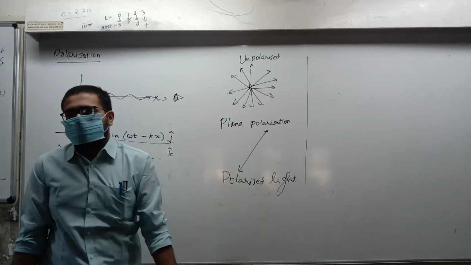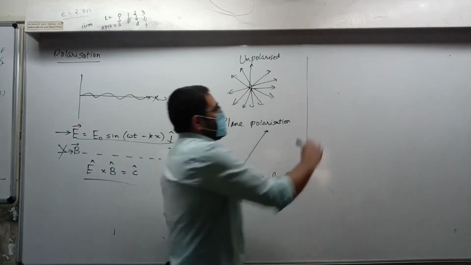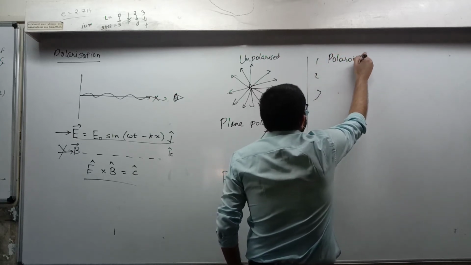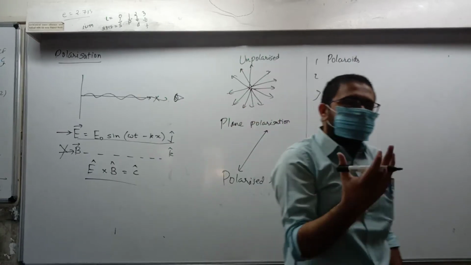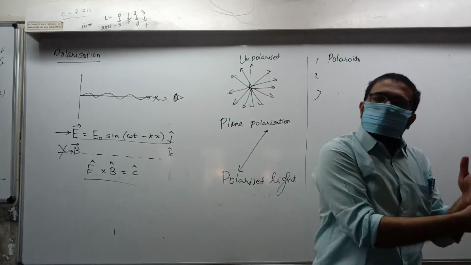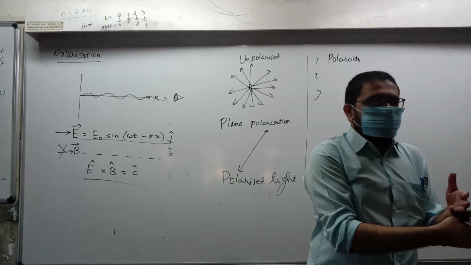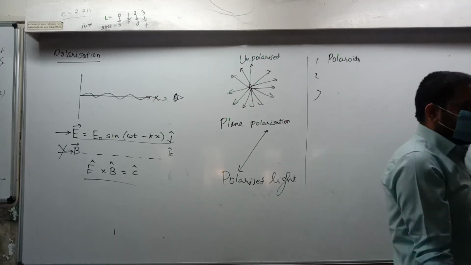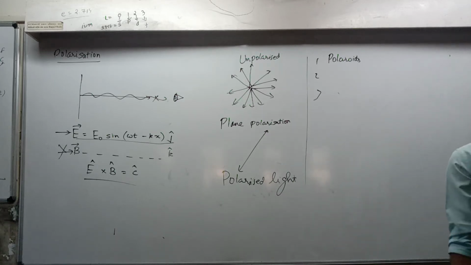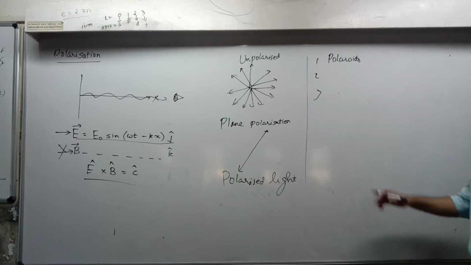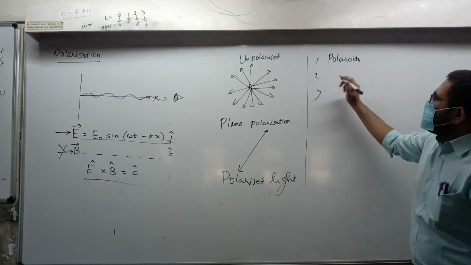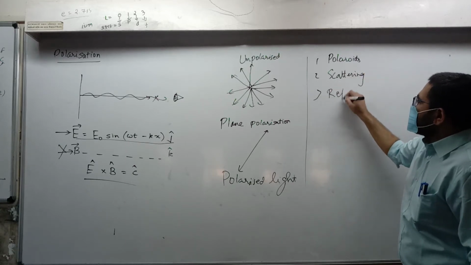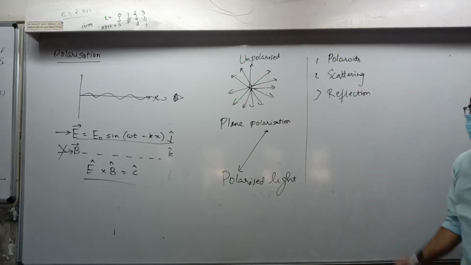How do we create this kind of polarized light? Okay, so there are three ways. Number 1 is by using Polaroids. Polaroids are those kinds of devices or materials through which when light passes, it gets polarized. Understood? That's called a Polaroid. There are different kinds of Polaroids, possibly 100 of them. Don't worry about names or anything. Number 2, you can also do it by scattering, and number 3, you can also do it by reflection. So there are 3 ways to polarize it.